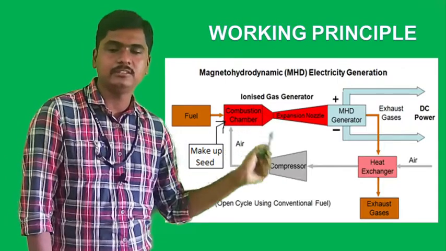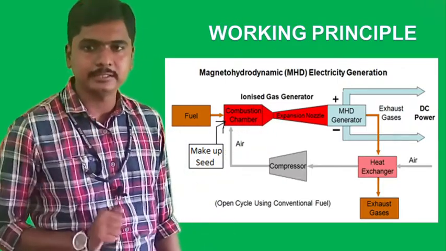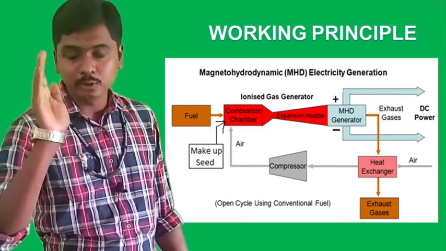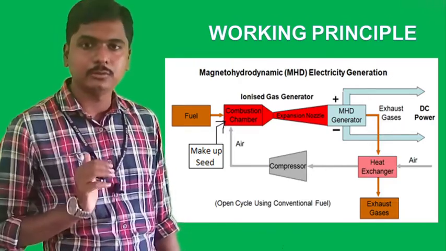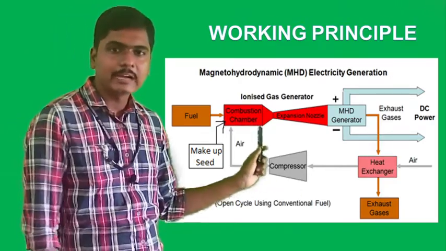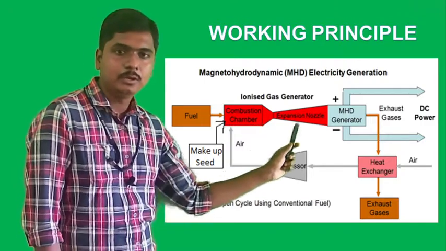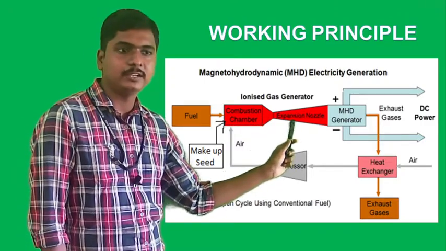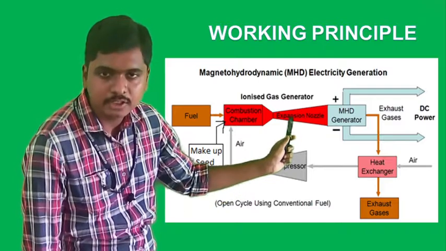Okay, so from the combustion chamber we got thermal energy. Next, we need kinetic energy also. So that's why at the exit of the combustion chamber we have added an expansion nozzle. I think it is not visible.